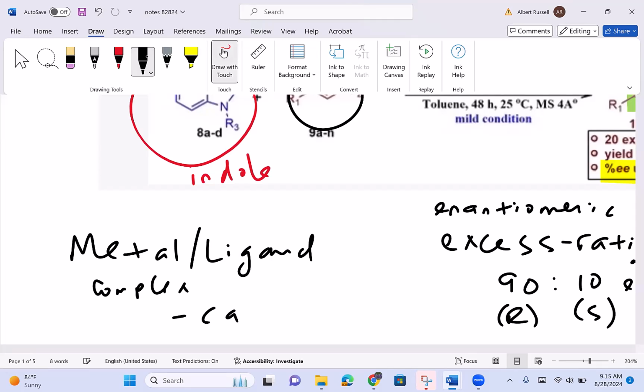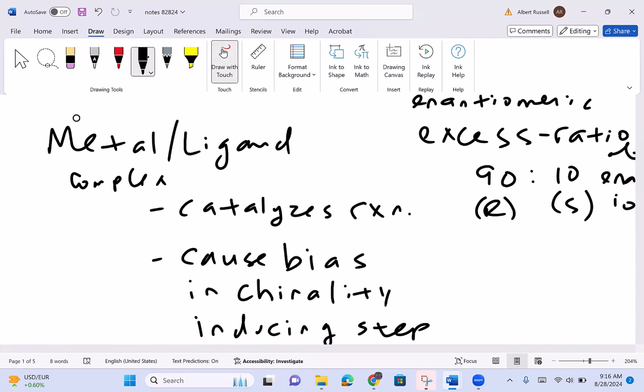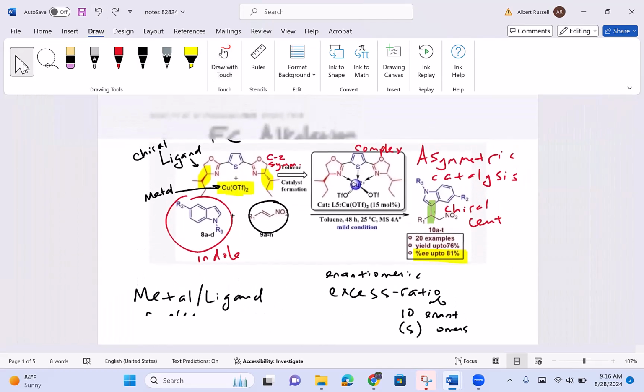Number one. What's a catalyst, by the way? Anybody? What does a catalyst do if you add a catalyst to a reaction? It speeds up the reaction. Increases the rate. That's exactly right. It increases the rate by lowering the activation energy. So this catalyst increases the rate of reaction, but it also causes a bias in that step where the chirality is set, right? So that's the purpose of using a metal ligand complex like this.